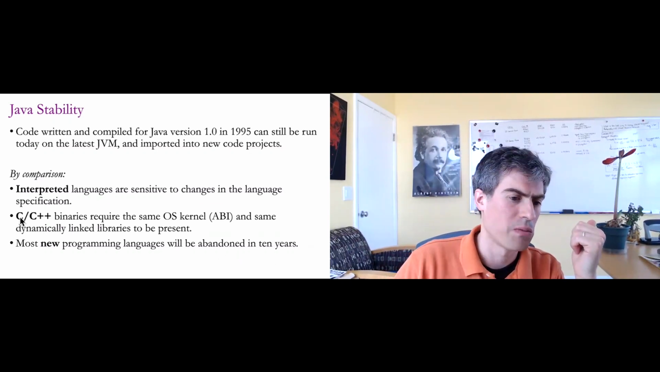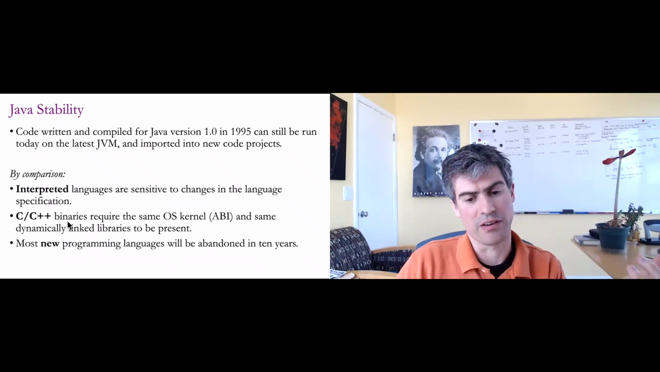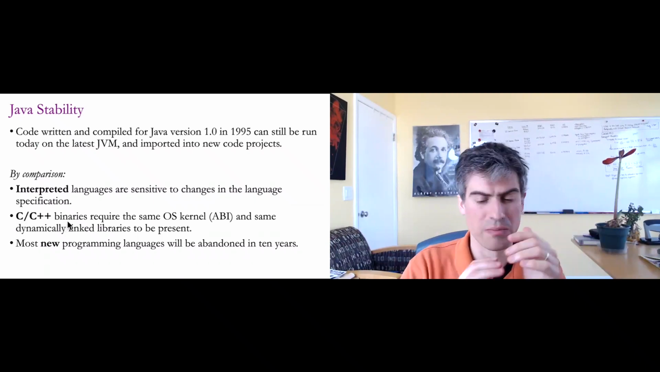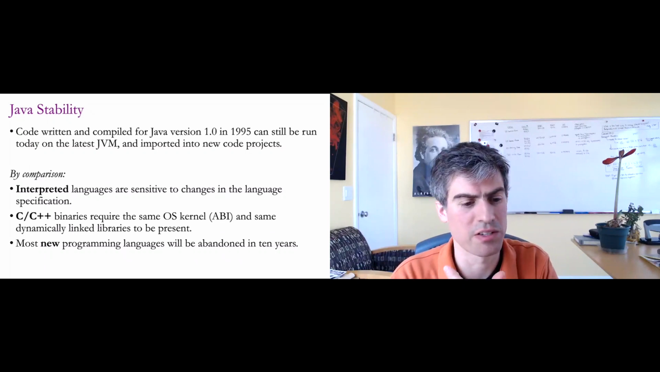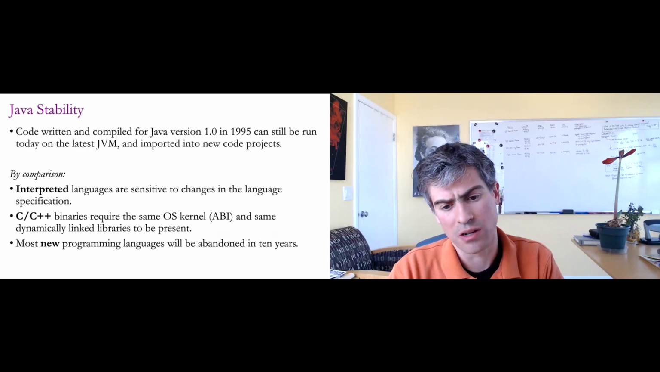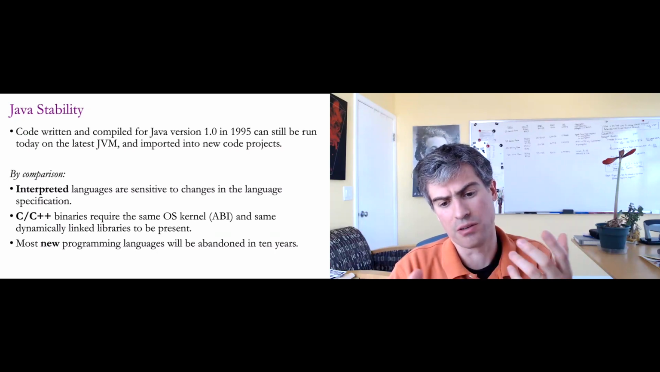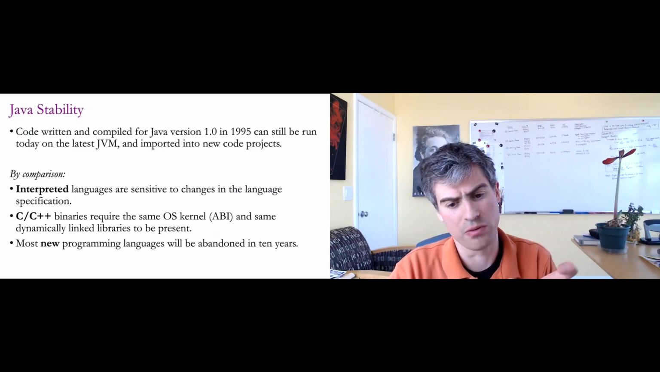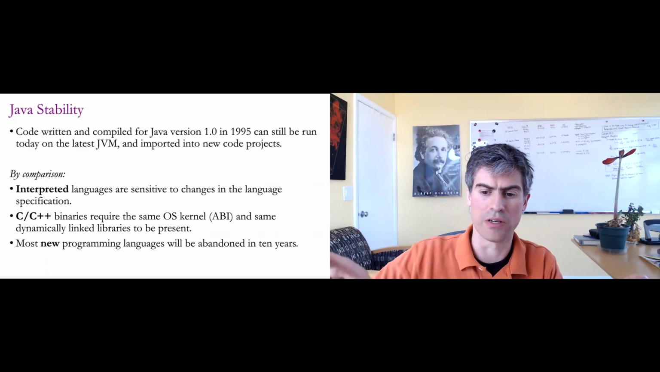Also, when you compile a C or C++ binary, you have to, I guess, have taken the operating systems class to fully understand this, but it's compiled to use system calls that are specific to a particular OS kernel, and so that binary won't work when you upgrade your operating system.